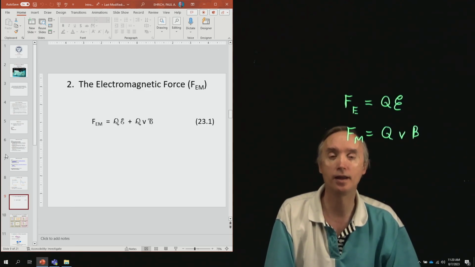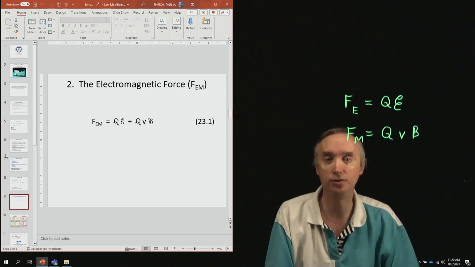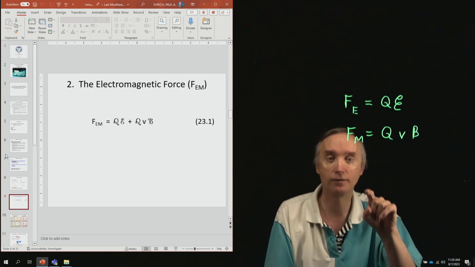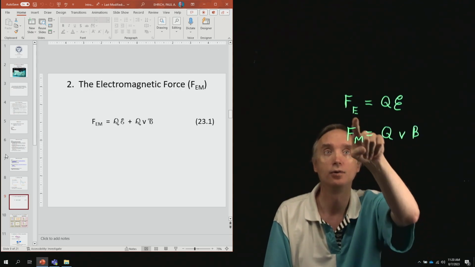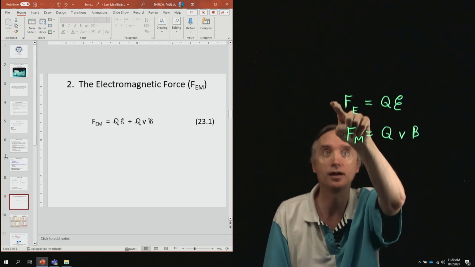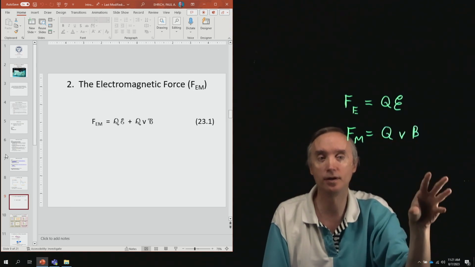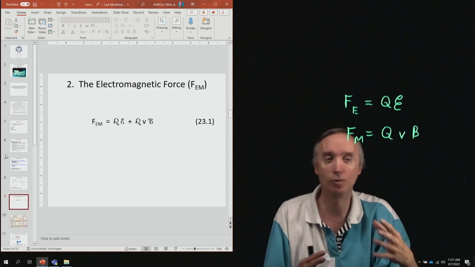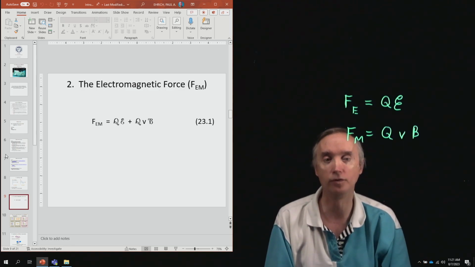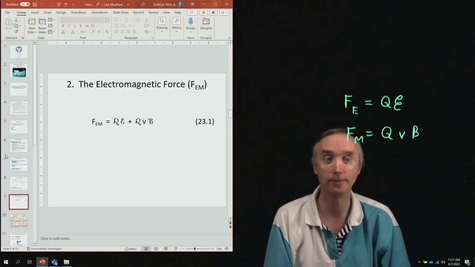Now, you will not have any questions on your unit exam where you have to use that formula, but there could be one where you have to use the electric force, and then there might be another question where you have to use the magnetic force, but there's not going to be one where you have to use both of them at the same time. Okay?